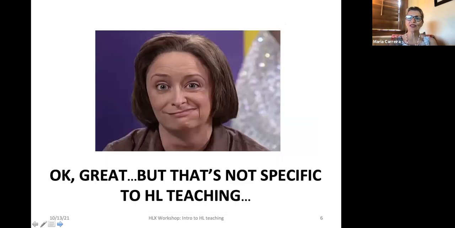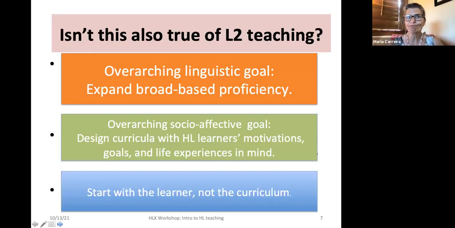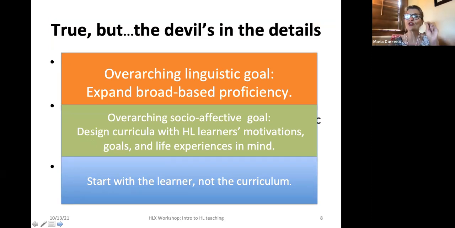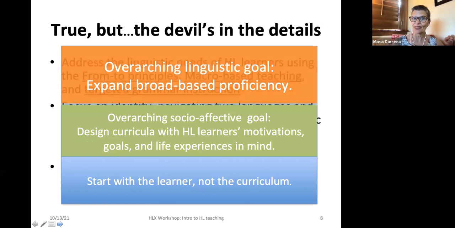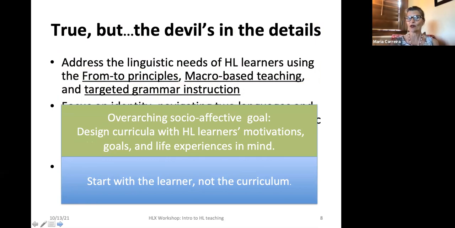Now, you might be saying to yourself, oh, okay, great, but that's not unique to HL teaching. That's what you want to do with every language teaching situation, right? You want to do it with L2 teaching. You want to expand functional proficiency. You want to address the reasons why your learners come to the classroom, and you want to differentiate instruction. True, but when it comes to HL teaching, there are details that are very different from those that happen in L2 teaching.